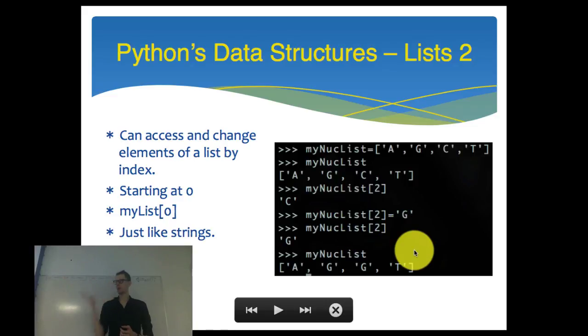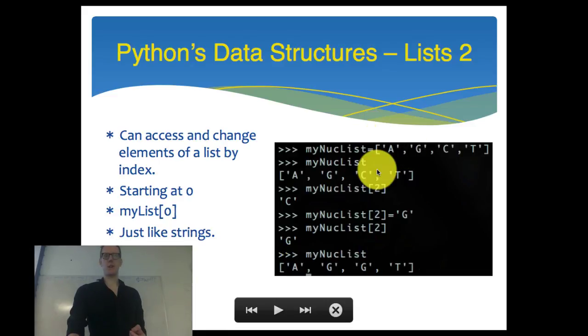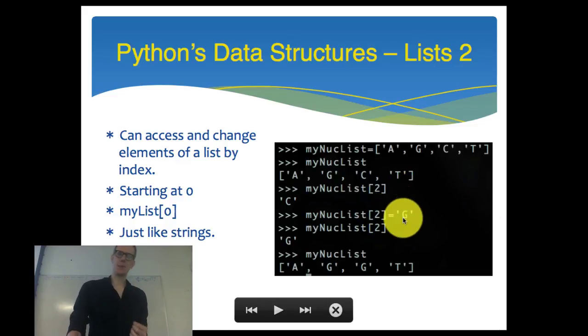And if we check the total nuc list contents by typing my nuc list, we see that it's now AGGT rather than AGCT. So this is very much like strings. We start counting at 0, we refer to them by index, but you can update individual elements using this index notation like this.